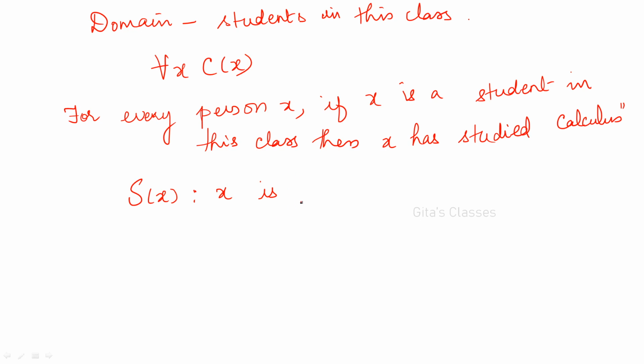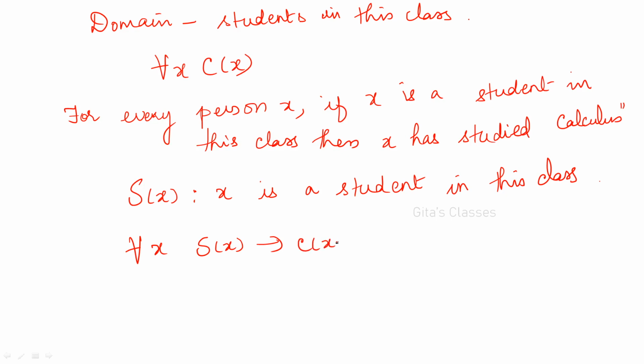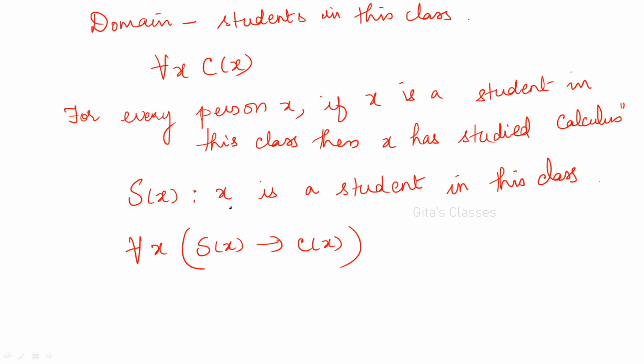So if S(x) is "x is a student in this class", then our required statement will be: if x is a student of this class, then he or she has studied the subject calculus. Now you may get a doubt whether we can consider another statement instead of this. What we have written considers any person, and if that person is a student, then he or she has studied calculus.